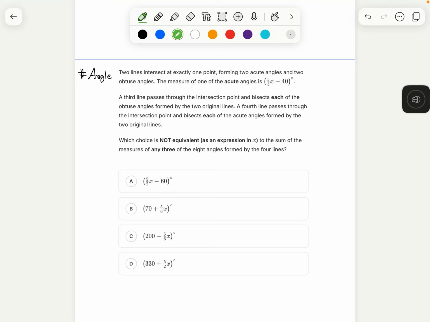Welcome back. Today I'm going to be going over this angle question that usually shows up on the second module of the SAT, but first give this problem a try yourself before I dive into the explanation.